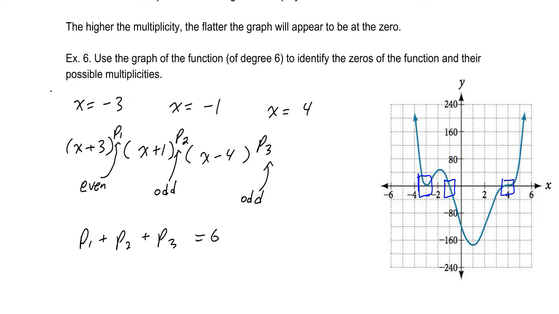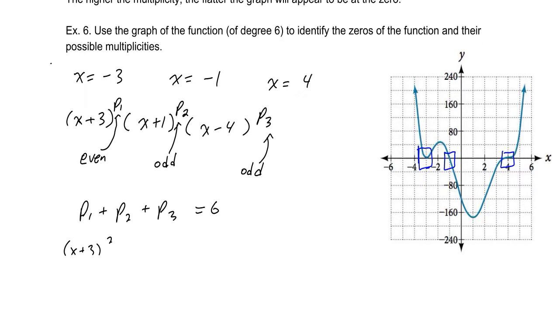Now, a safe guess here would be that P1 is going to be x plus 3 squared. Let's just start there. That's the smallest even one we can go with. All right, we could go with x plus 1 to the first power because it does seem very straight. It seems like a line at that point. And x minus 4 cubed because of the way it curves.